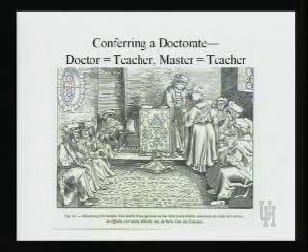Here is the conferring of a doctorate, and as I said, the word doctor means teacher, the word magister or master means teacher, and so degrees that are given are degrees for teachers. And here is the angel that I'm using to symbolize the 12th century Renaissance.